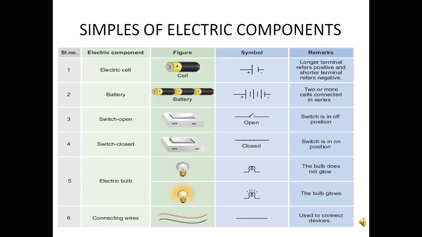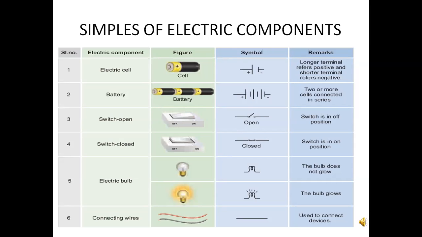Symbols of electric components. In the circuits discussed above, we used figures of electric components. Using figures of electric components in complicated circuits is difficult. So symbols of the components are used instead of figures. With these symbols, even complicated circuits can be easily understood. The electric components are electric cell, battery, switch open, switch closed, electric bulb and connecting wires. And figures, symbols and remarks are here.